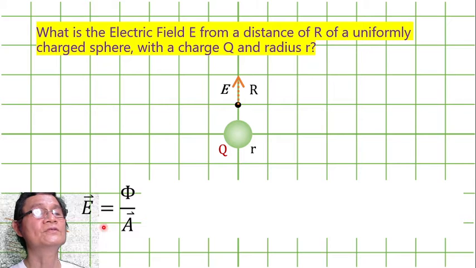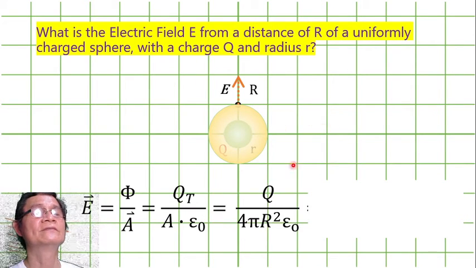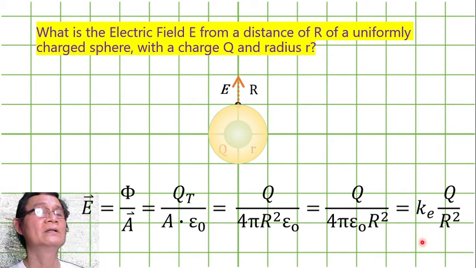we again use this formula. The surface area this time of a sphere has to be bigger than the original sphere, at least based on this drawing itself. So notice the surface area of the sphere is still 4 pi r squared, and rearranging that, 4 pi epsilon_o r squared, you come up with exactly the same expression as in Coulomb's law: k_e Q over r squared.